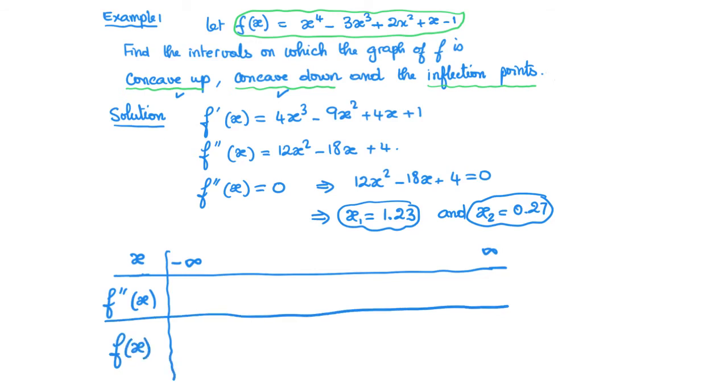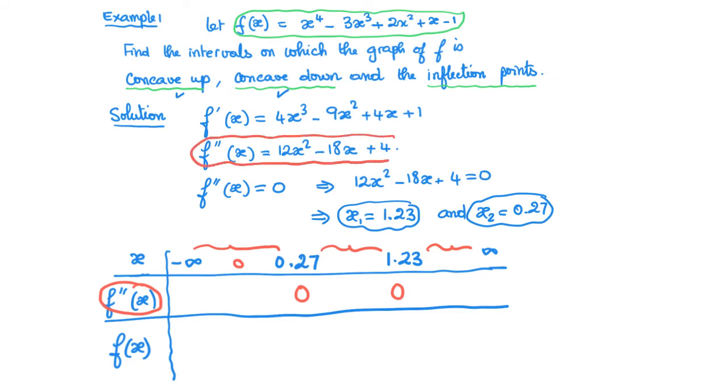Now, the second derivative is 0 at 0.27. It's also 0 at 1.23, so I put these two numbers here. So at those 2 points, our second derivative is 0. Now, we need to look at the sign of the second derivative in these three intervals. To see the sign of the second derivative in the first interval, we can choose x equal to 0, and at 0, the second derivative. So I need to go into this function here. The second derivative at 0 is actually 4, so it's a positive number.